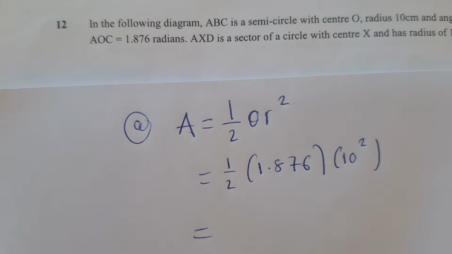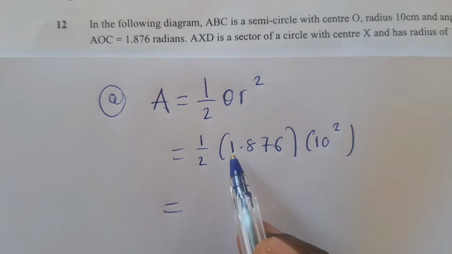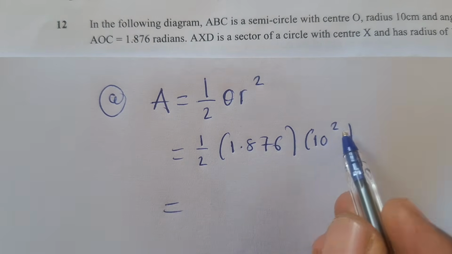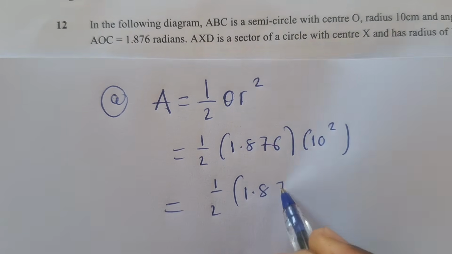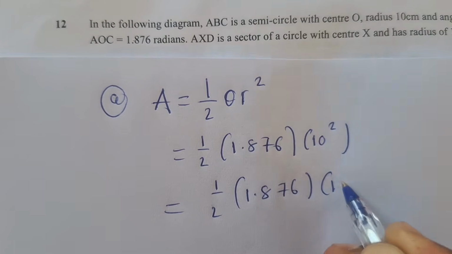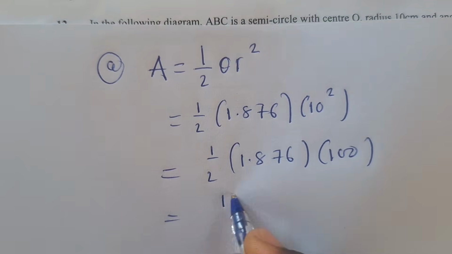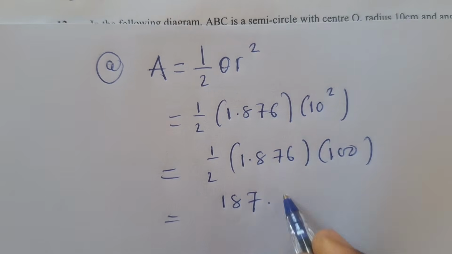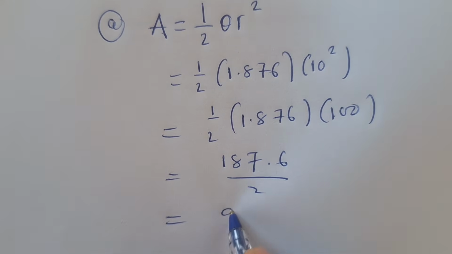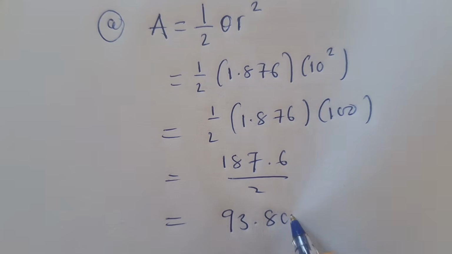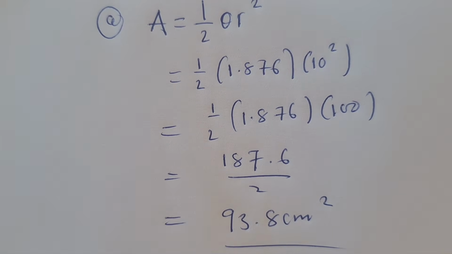So we punch on our calculator. What is 10 squared? That would be 100. So we have this times 100. And then here we punch everything. We're going to get 187.6 over 2, and when we divide by 2, it will be 93.8 centimeters squared. So this is our answer for question A.